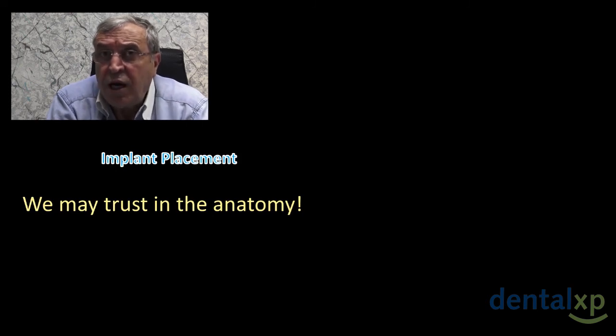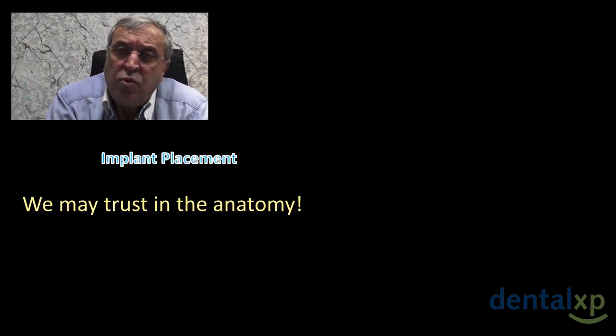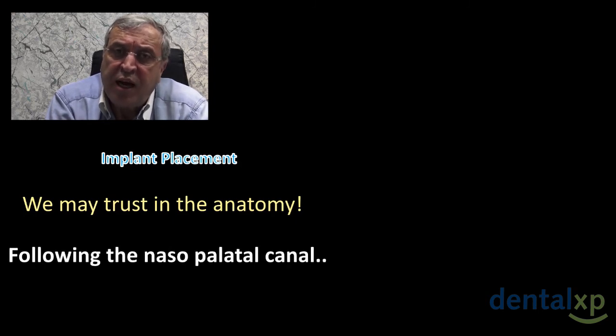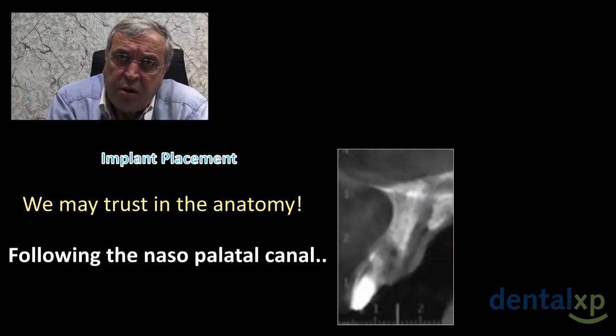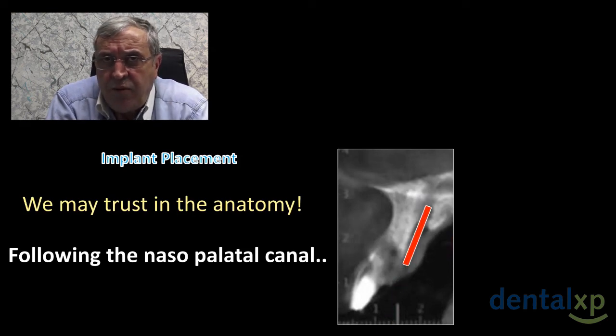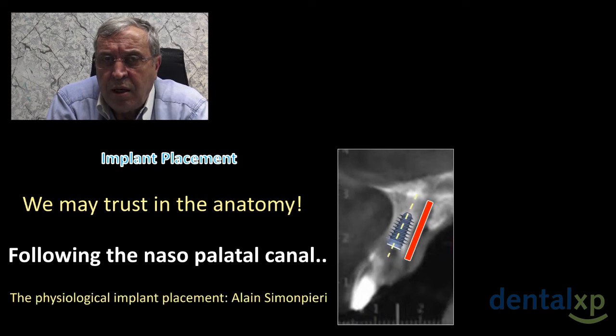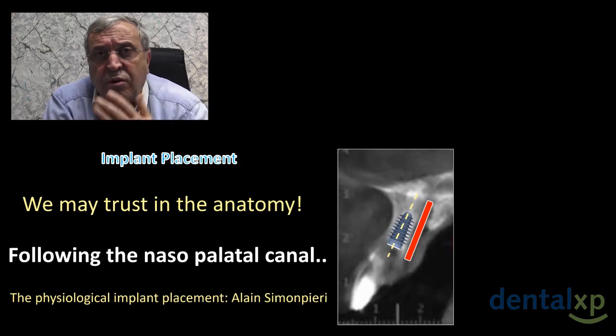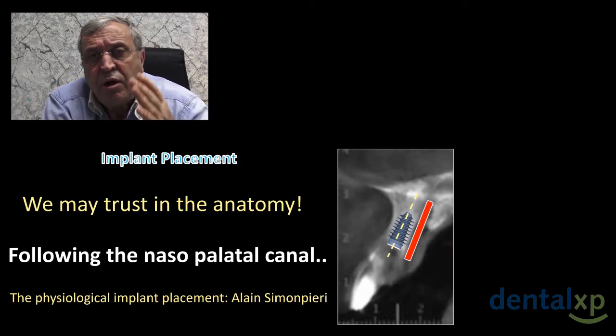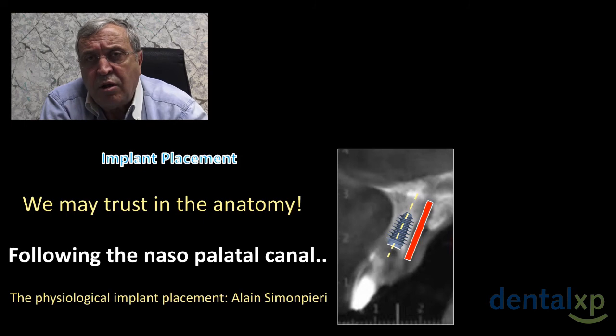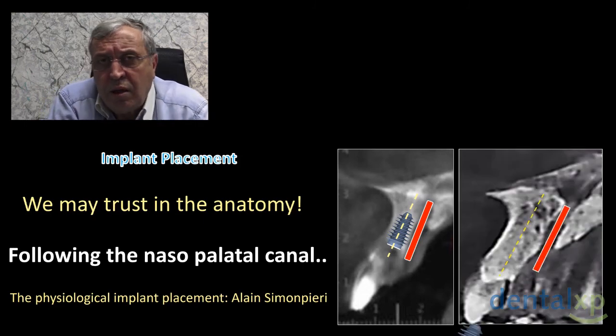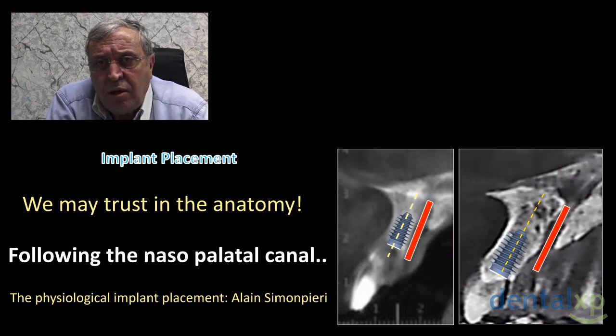Again, let's go to the anatomy. How can we help the implant placement with the anatomy? We have in the maxilla, for example, the nasopalatal canal. If you put a pin into this canal, you have the perfect axis of the implants. And you know that even if you change the bite, the canal is following the position of the maxilla. When you place a pin into the canal, you can place an implant in a perfect axis.